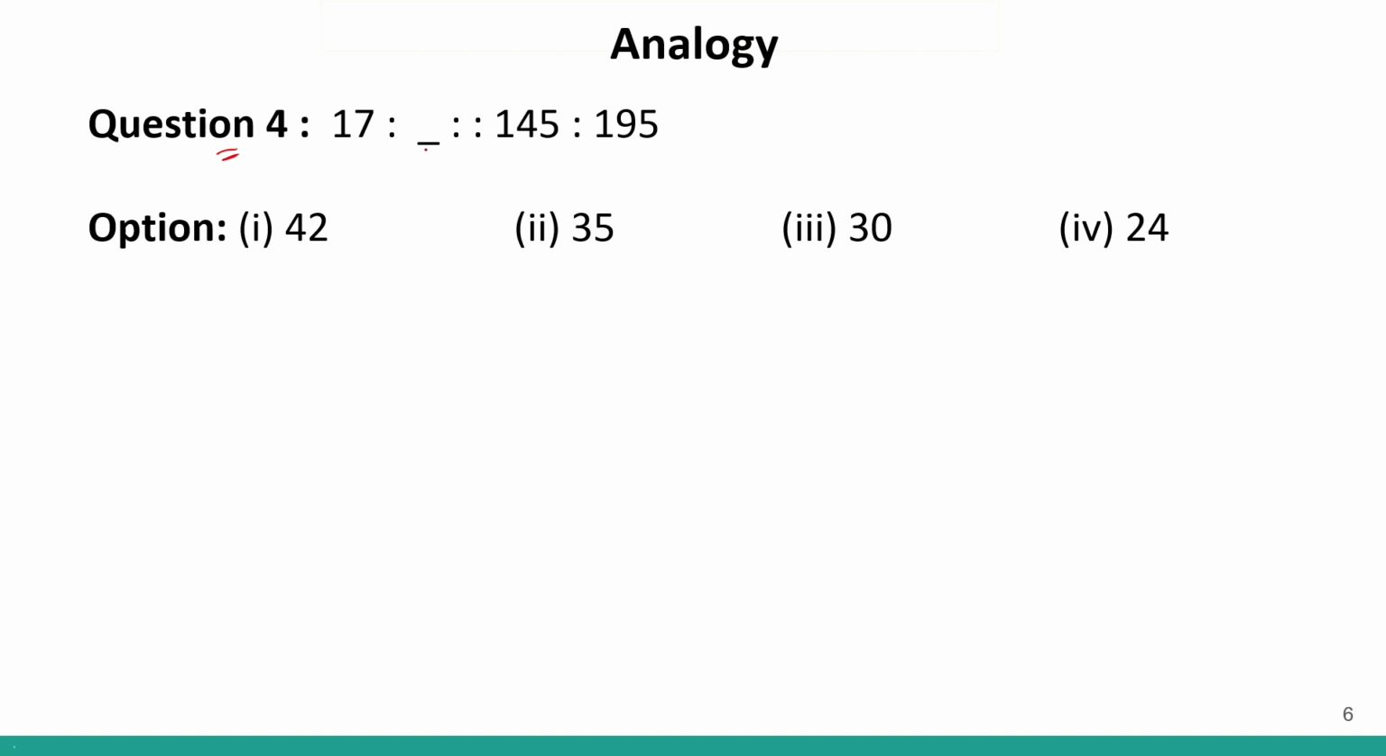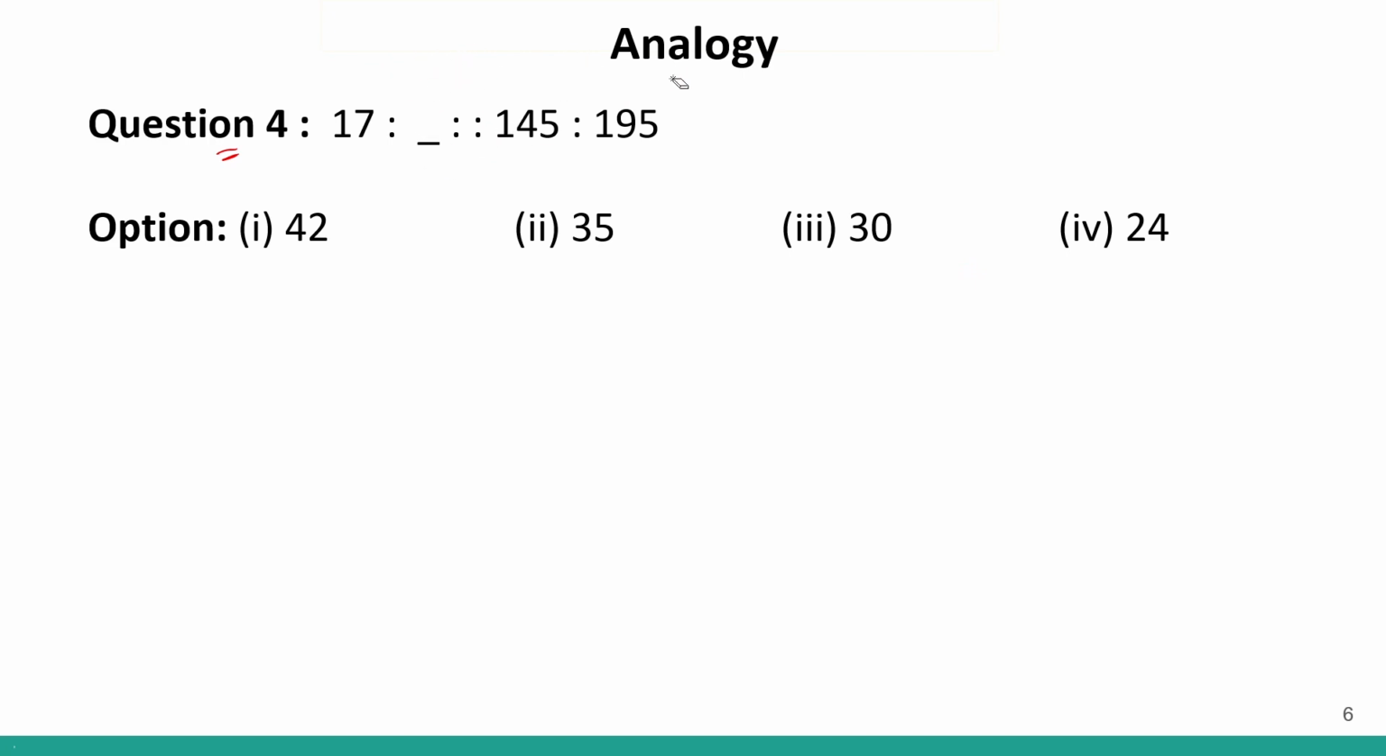We have 17 and a missing term, and we have this pair of 145 and 195. So simply over here, I can see that the relationship between 145 and 195, this is plus 50. Correct? This is plus 50. So if I add 50 into this, how much will I get? 67. Do we have 67 in the options? No. So some other logic is being used.